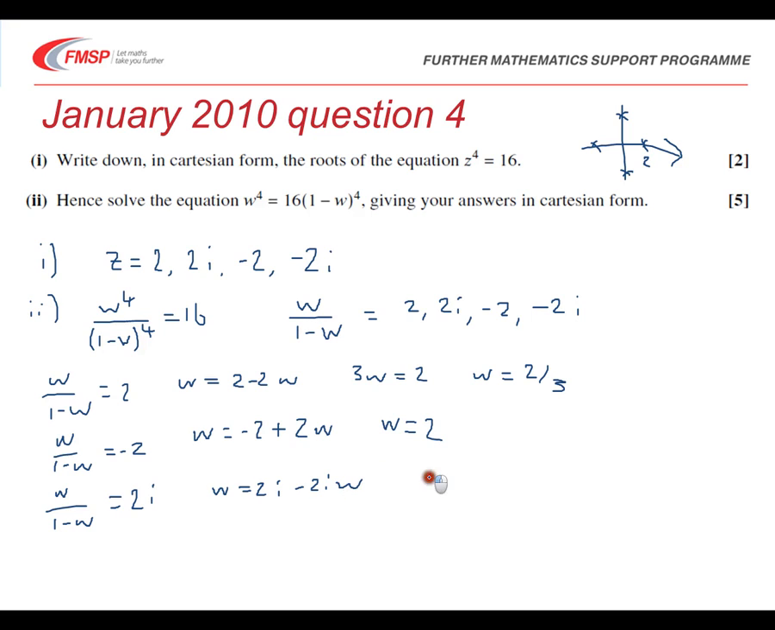So 1 plus 2i w is equal to 2i. w is 2i over 1 plus 2i. I can multiply top and bottom here by 1 minus 2i, and I get w is 4 plus 2i over 5.